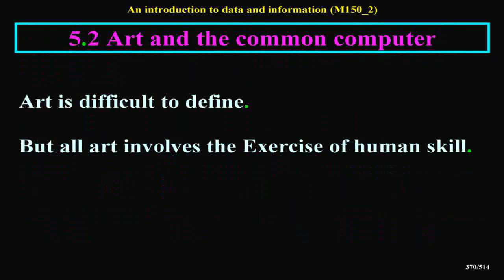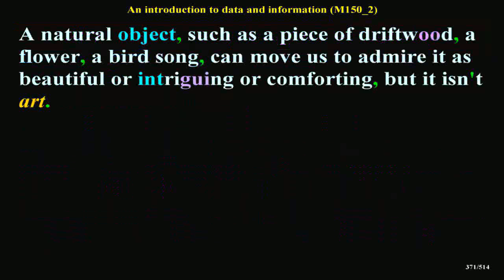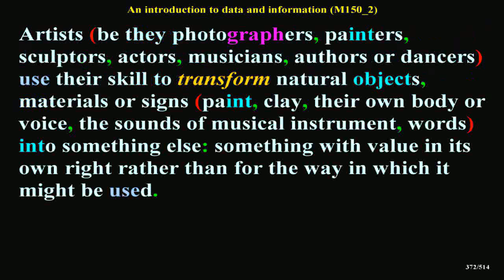5.2. Art and the common computer. Art is difficult to define, but all art involves the exercise of human skill. A natural object, such as a piece of driftwood, a flower, a bird song, can move us to admire it as beautiful or intriguing or comforting, but it isn't art. Artists, be they photographers, painters, sculptors, actors, musicians, authors or dancers, use their skill to transform natural objects, materials or signs (paint, clay, their own body or voice, the sounds of musical instruments, words) into something else. Something with value in its own right rather than for the way in which it might be used.